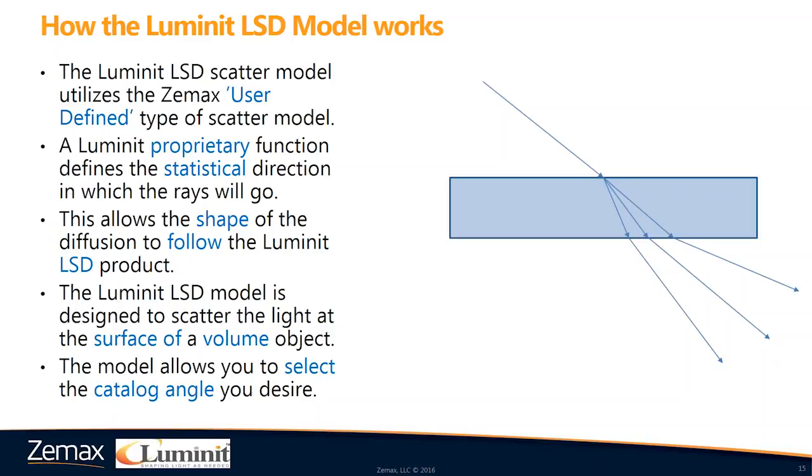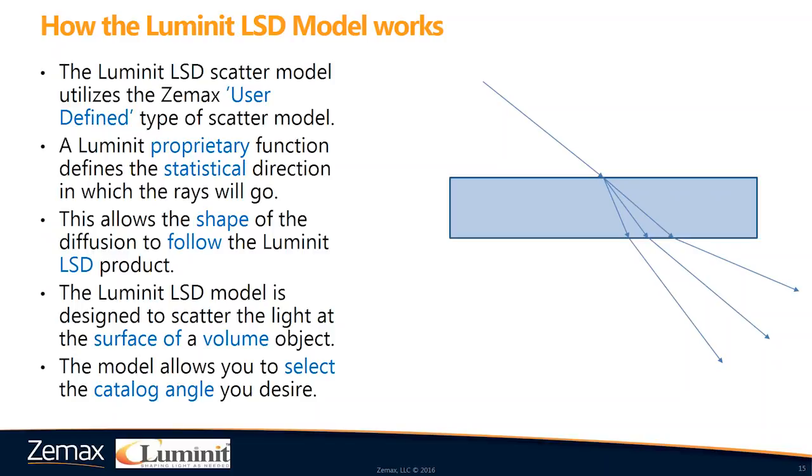So the model works on a surface of a volume. So you have to have a volume object and indicate one of the surfaces to be your scatter surface, and that's how you have to bring up our model. It also allows you to select from a catalog set of values. So you can't do it directly from that model, but we'll provide catalog values at the end of this slide so you can see what numbers you can insert into the model.